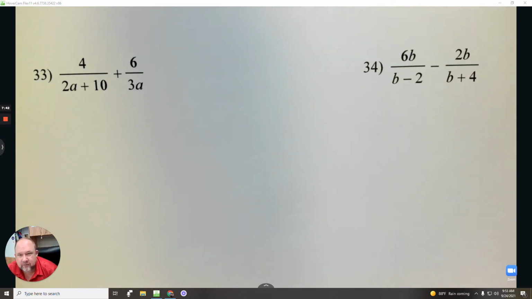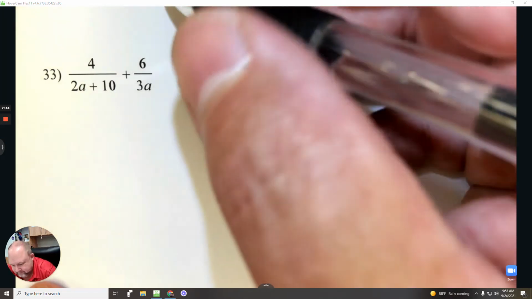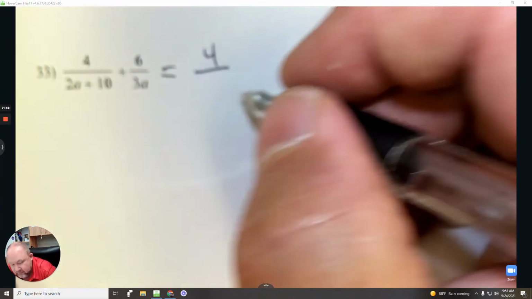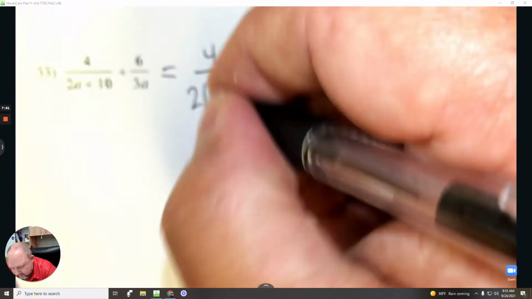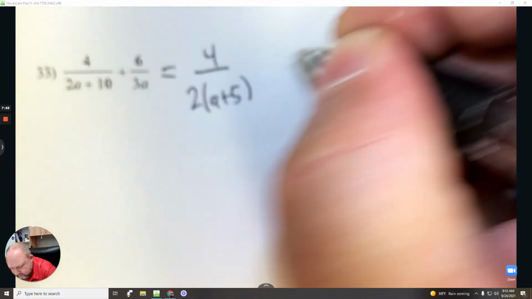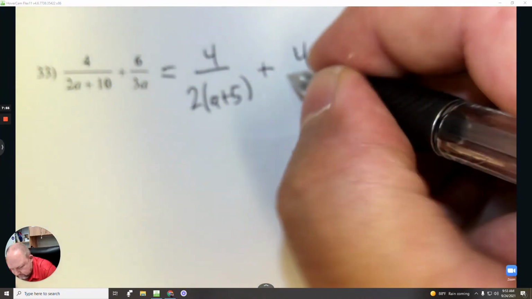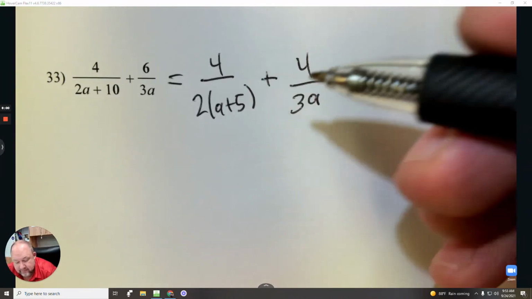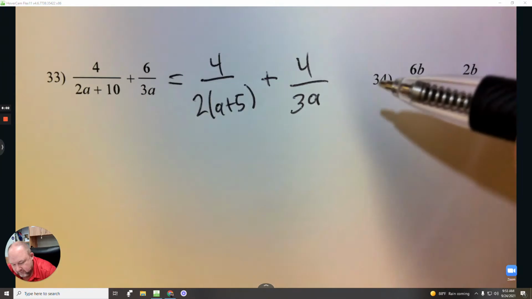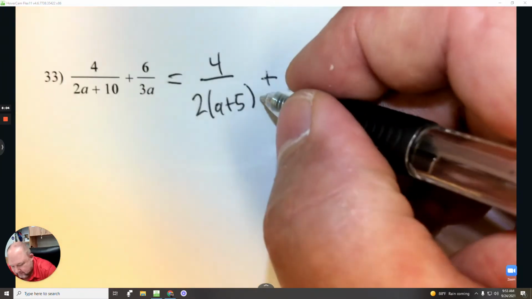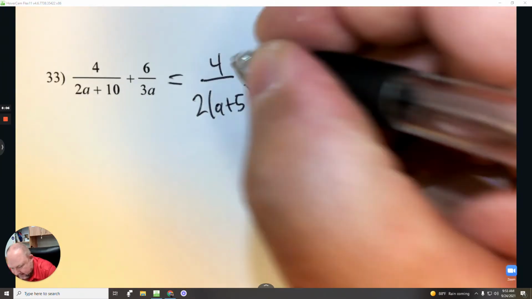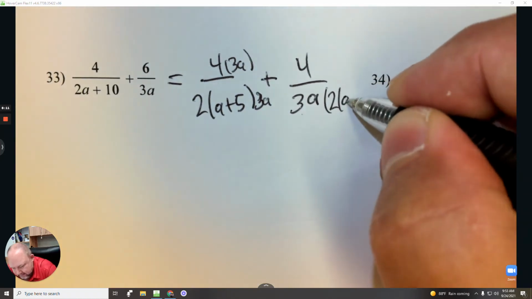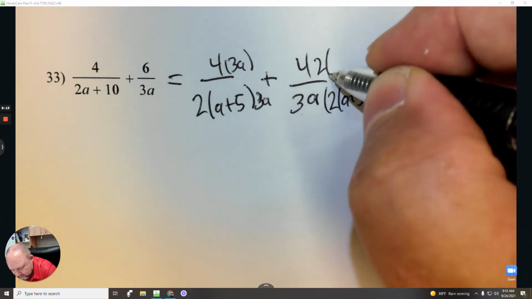All right, number 33. I need common denominators. First step is to factor, if you can, the denominator. So I'm going to factor out a 2. And then I'm going to try to make them the same. So if I need to make them the same, I need to multiply this by 3a top and bottom. And I need to multiply this by 2a plus 5 top and bottom.